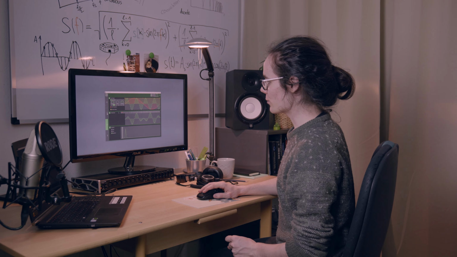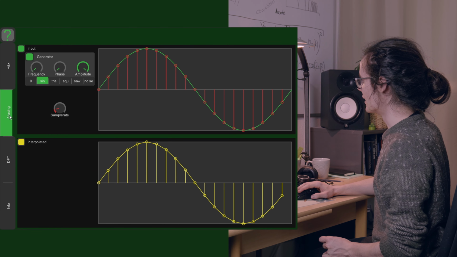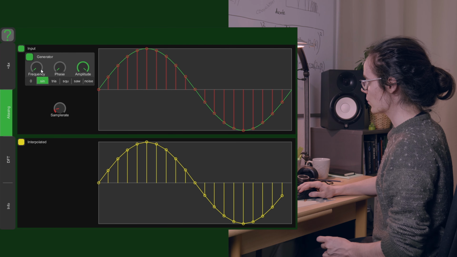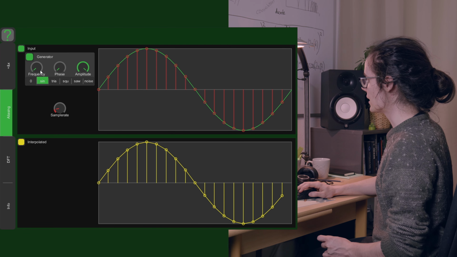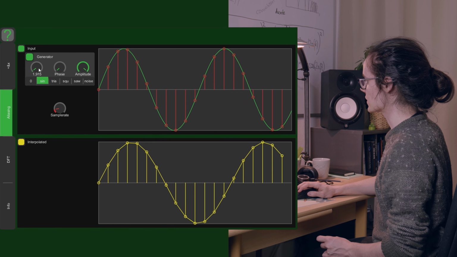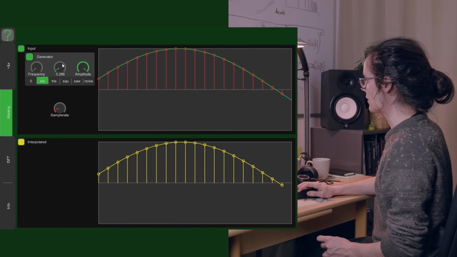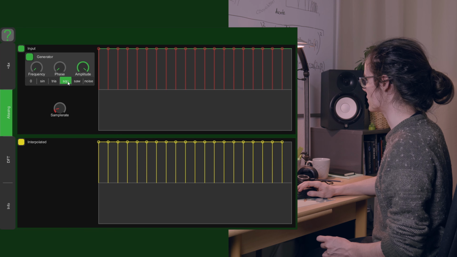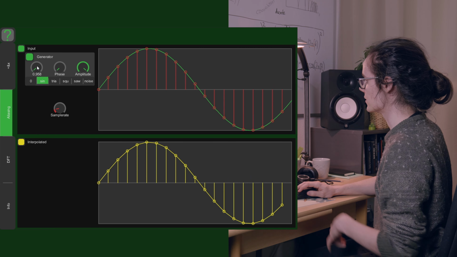For that, we will go to the Aliasing tab. In the Aliasing tab, you will again find a generator, which has the typical controls, which produces this green signal you see right here. So we have a frequency and a phase, and also an amplitude. You can also switch between different wave shapes.